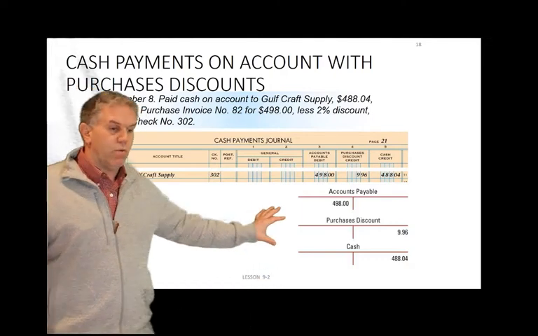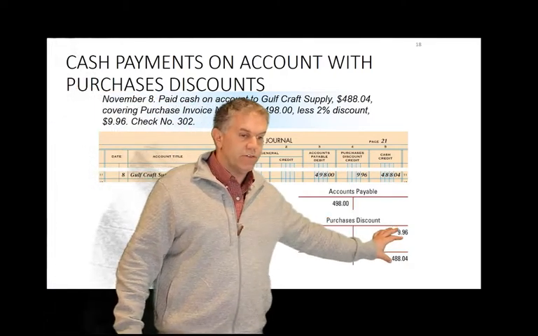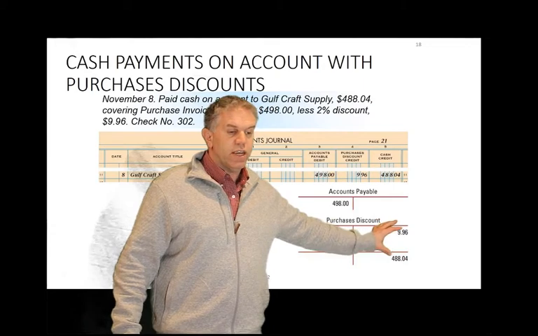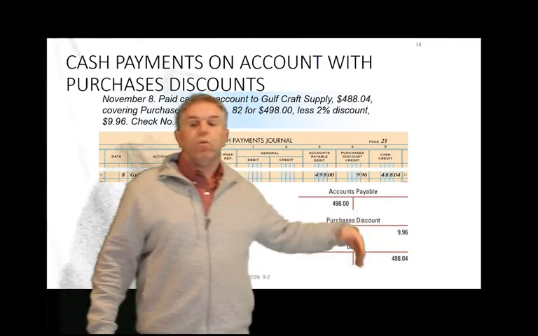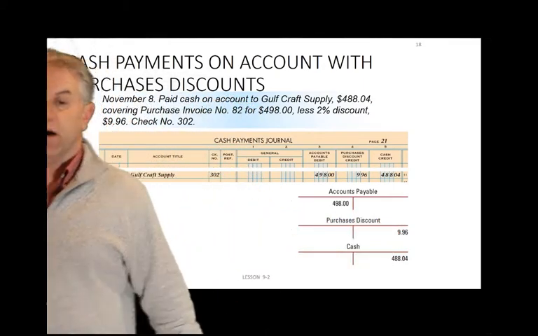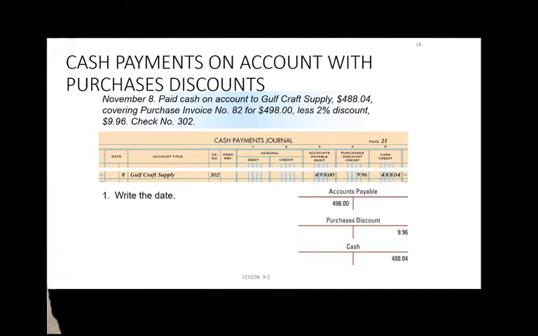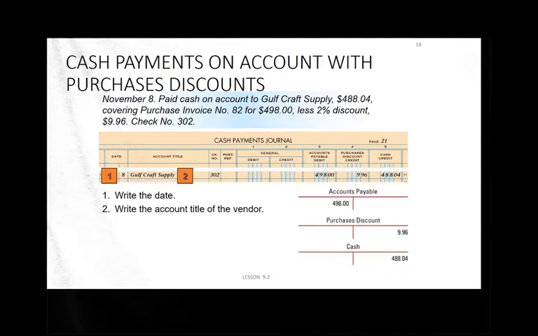Basically, this is what it is, it's lowering. So if you look at our cash, it's just saying, okay, why didn't we pay the full amount? We didn't pay the full amount because we took advantage of this discount. Okay, so once we have that, then we're going to write our date. We're going to write the name of the account vendor.